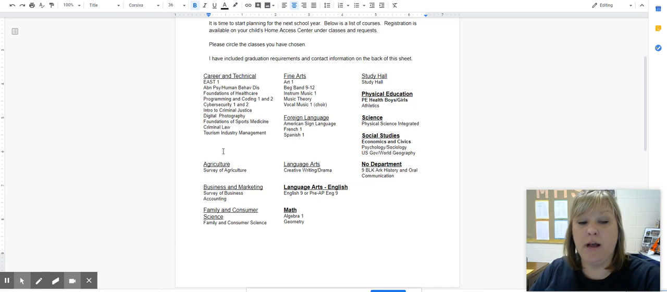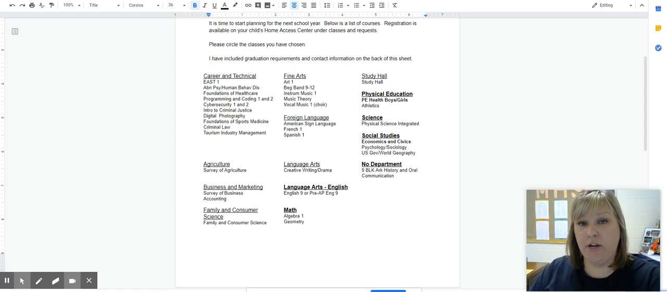I also want to point out, if you'll notice, there's only one ag class available. This is kind of like a prerequisite, which means you have to take this survey of agriculture before you can take any of the other ag classes. So as you get older, you'll notice that in 10th grade, there are going to be more options on this paper. But for 9th grade, that's all that's available right now.